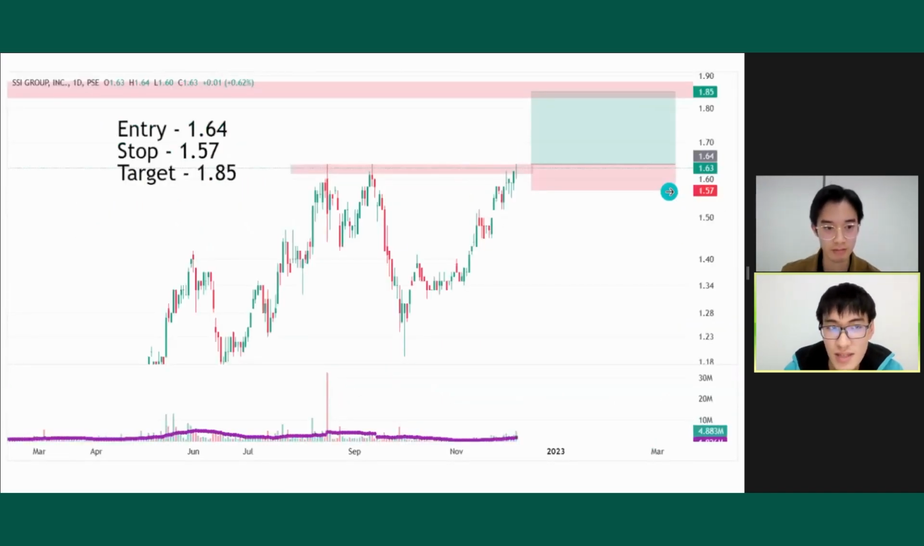So here's how it looks like. So here's the resistance. This is the 52-week high resistance. So my trade plan was to buy here, 1.64 breakout, stop loss 1.57. Then my target next resistance at around 1.85. So what happened?